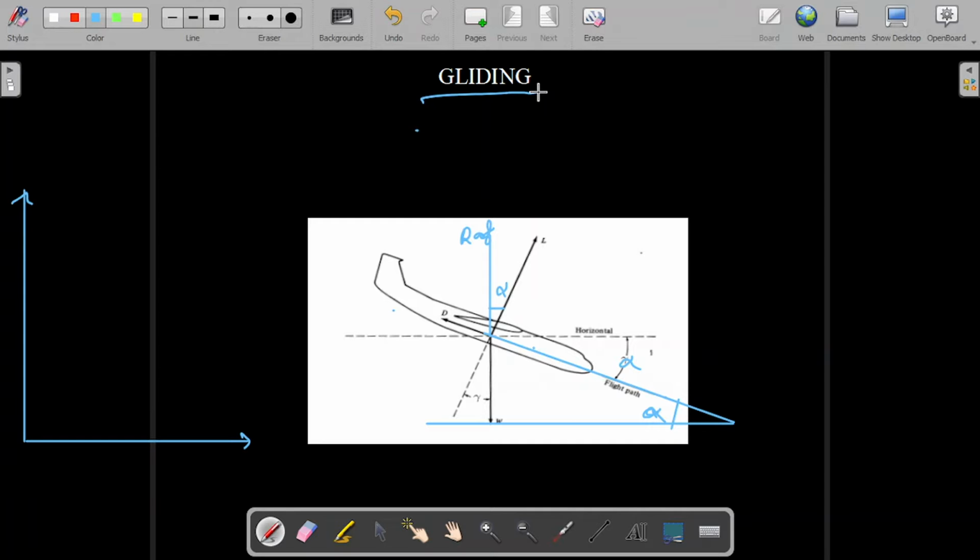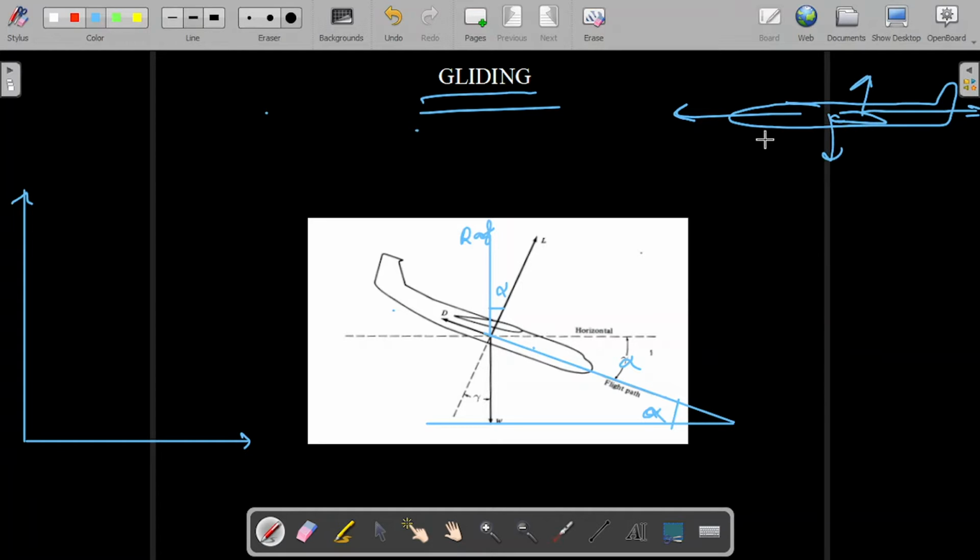Today's topic of discussion is gliding, as you can see on the screen. Gliding is a phenomenon which takes place under the influence of gravity, that means without the usage of an engine. As you might be aware, an aeroplane has four forces acting on it: the thrust force, the drag force in the backward direction, the lift force and the weight force.